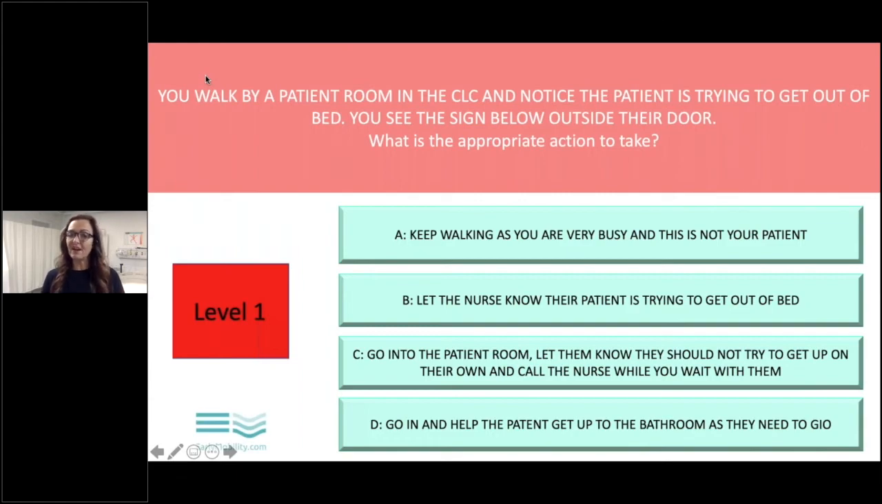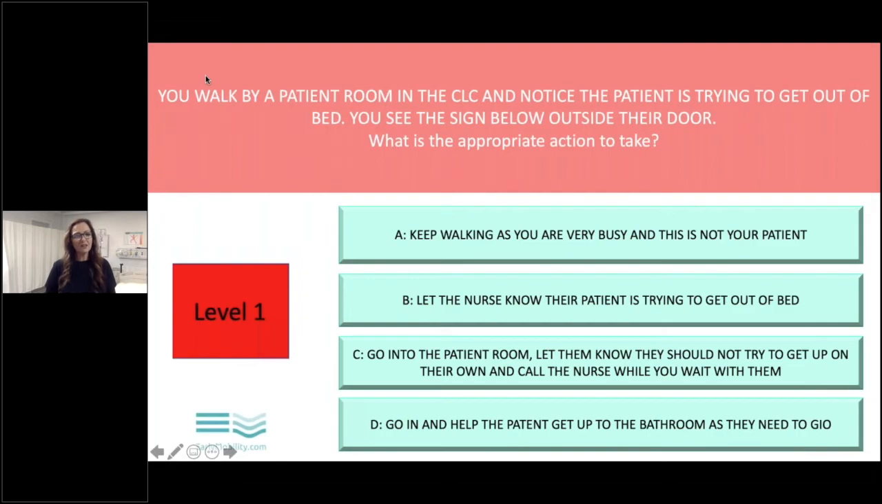Keep walking as you're very busy and this is not your patient. Let the nurse know their patient's trying to get out of bed. Go into the patient room and let them know they should not try to get up on their own, and call the nurse while you wait with them. Or D, go in and help the patient get up to the bathroom as they obviously need to go.